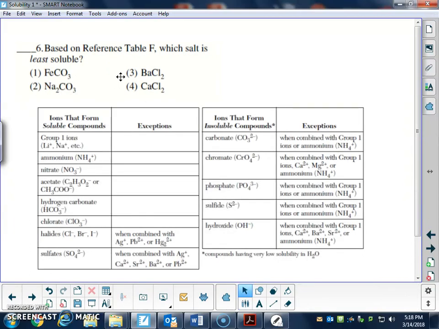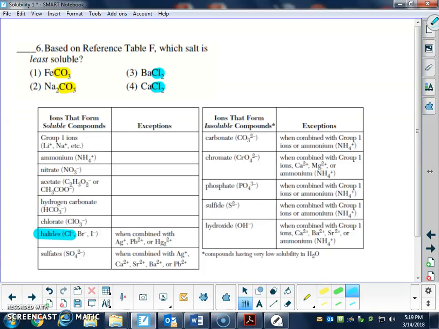Number 6 talks about which salt is least soluble. That's code for insoluble. Well, we're looking at a couple different choices here. We're looking at either carbonates or chlorides. Here's your carbonates right there. Over here are your chlorides. Now, most of the chlorides are soluble.